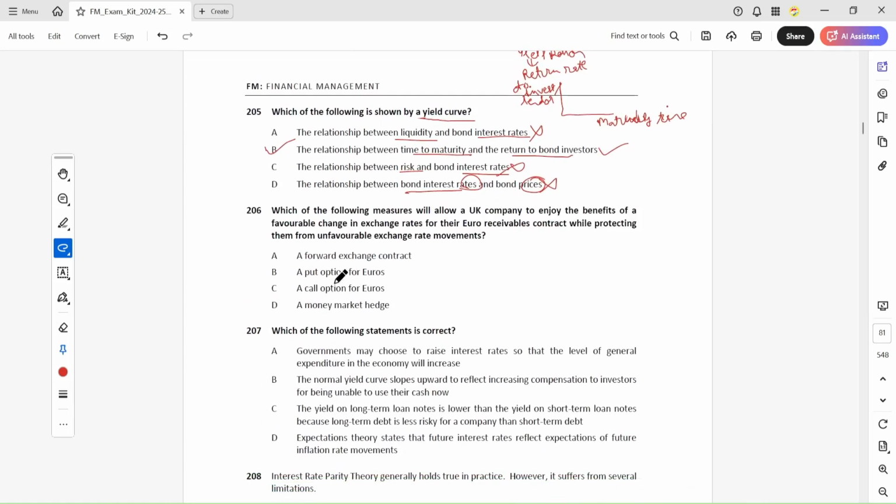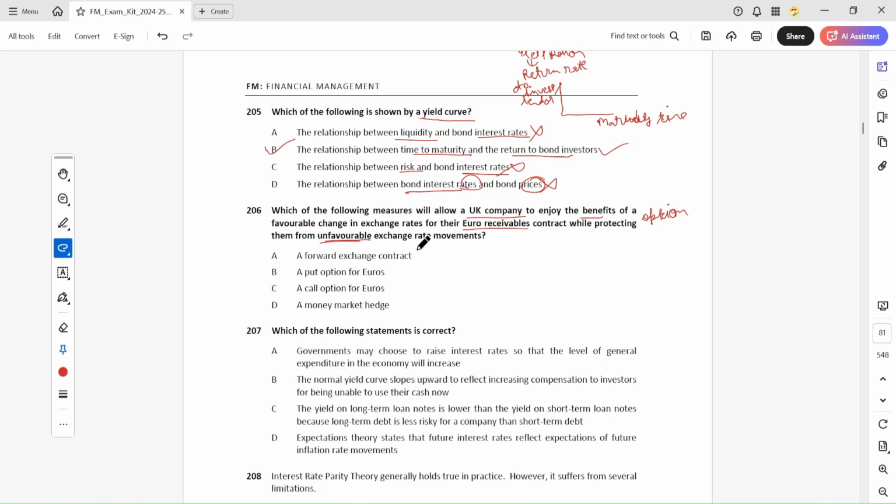So next is, which of the following measures will allow a UK company to enjoy the benefits of a favorable change in exchange rate on their euro receivable contract while protecting them against unfavorable exchange rate movement? Okay, euro receivable, protect against unfavorable but take benefit of favorable. So this is the option according to me.